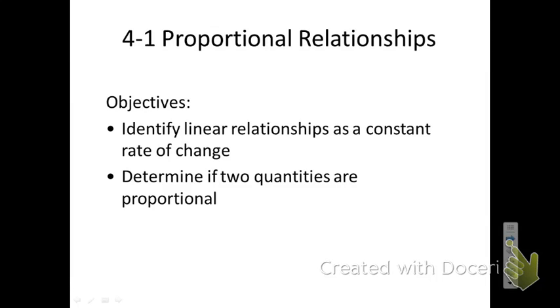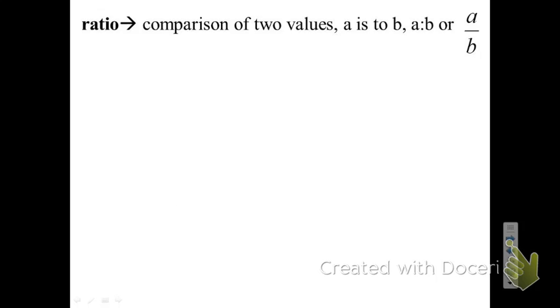All right, our section today is proportional relationships. It's the first section that we will do in Unit 4. Our objectives are to identify linear relationships as a constant rate of change. Our second objective is to determine if two quantities are proportional.